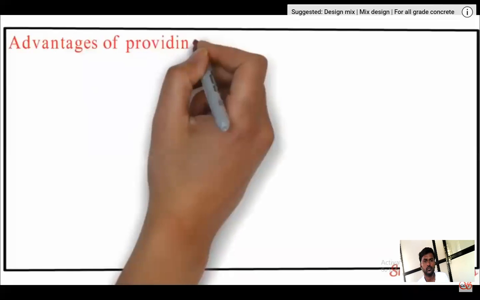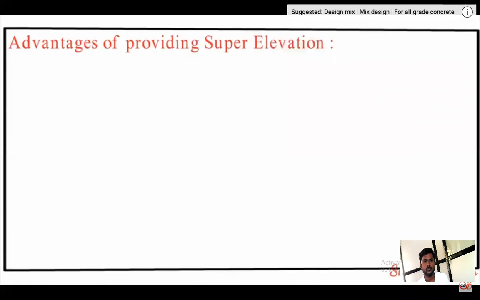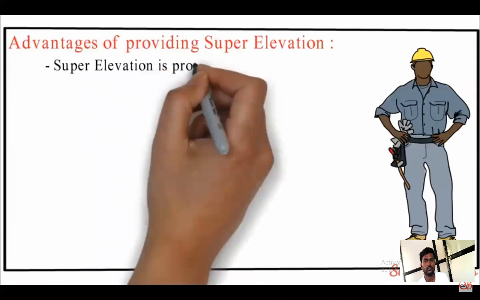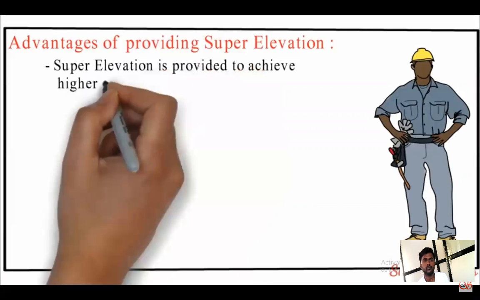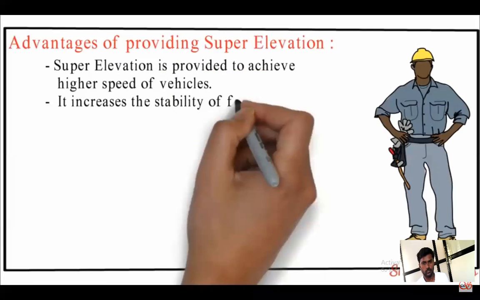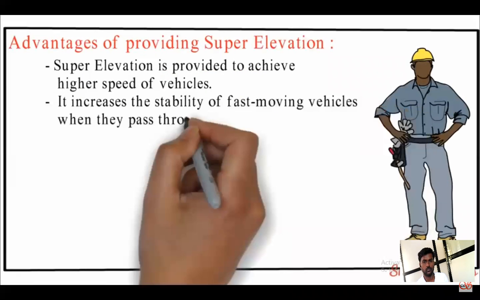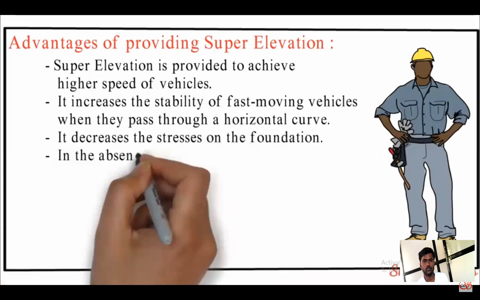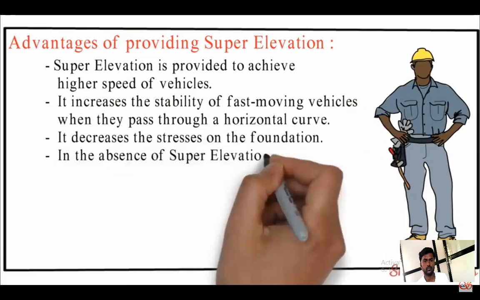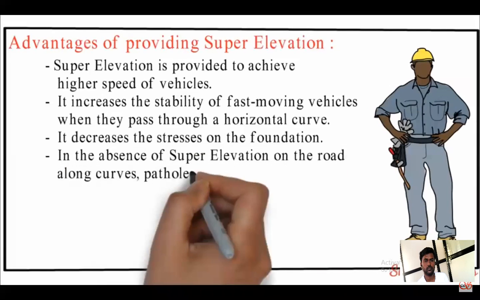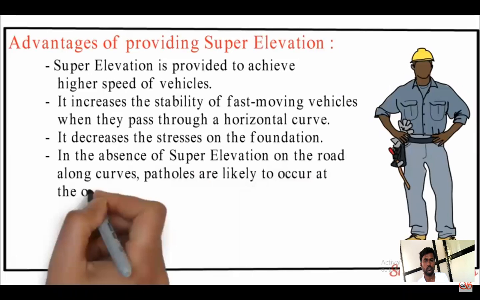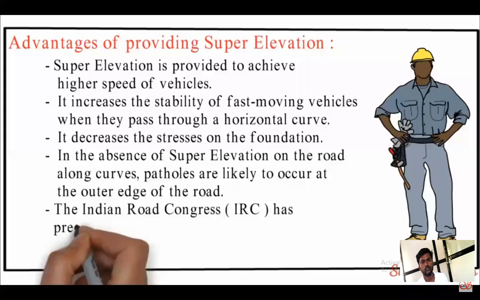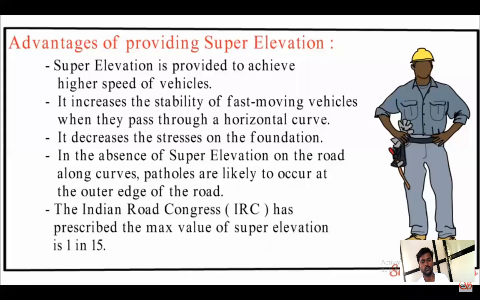Advantages of providing super elevation. Super elevation is provided to achieve higher speed of vehicles. It increases the stability of fast moving vehicles when they pass through a horizontal curve. It decreases the stress on the foundation. In the absence of super elevation on the road along curves, potholes are likely to occur at the outer edge of the road. The Indian Roads Congress, IRC, has prescribed the maximum value of super elevation.